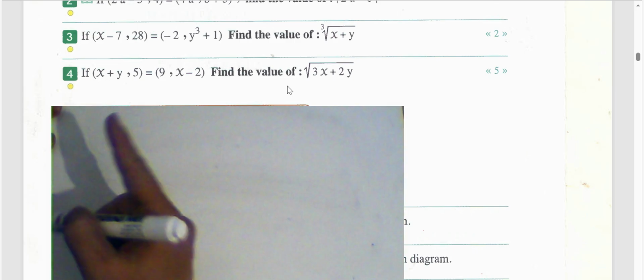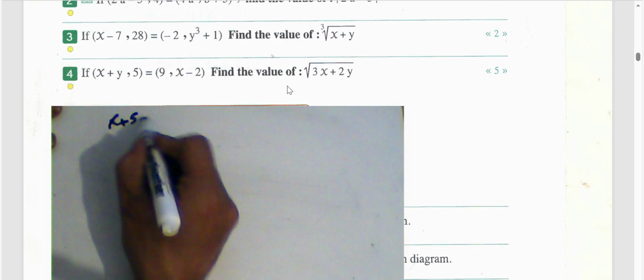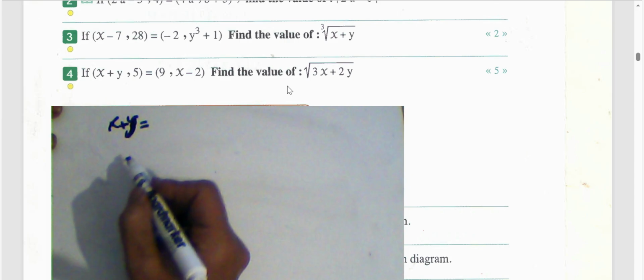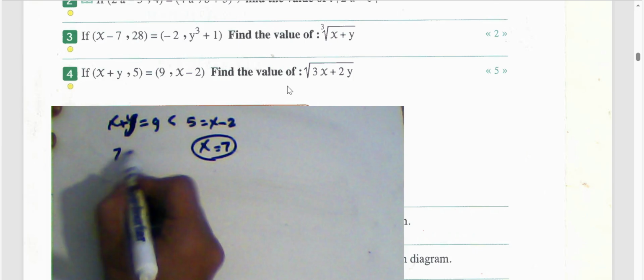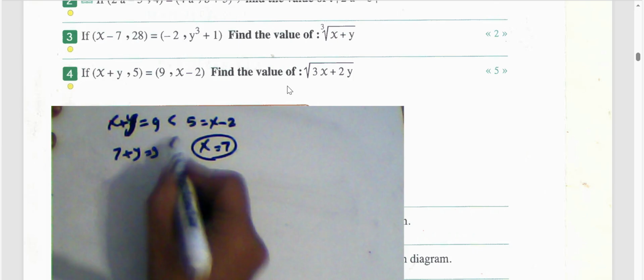Number 4, we have first equal first, then x plus 5, and x plus y. First, x plus y was equal 9, and 5 equal x minus 2, then x will be equal 7, and 7 plus y equal 9, and the value of y will be equal to 2. Square root of 3x plus 2y: 3 times 7, it will be 21. 2 times 2 is 4, then we have square root of 25, and the result will be 5.